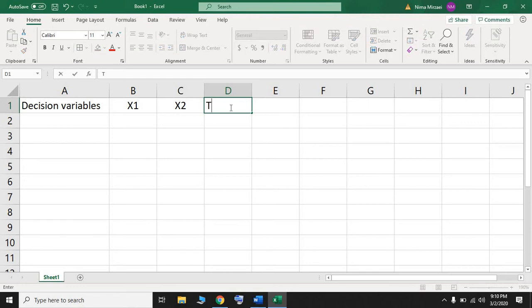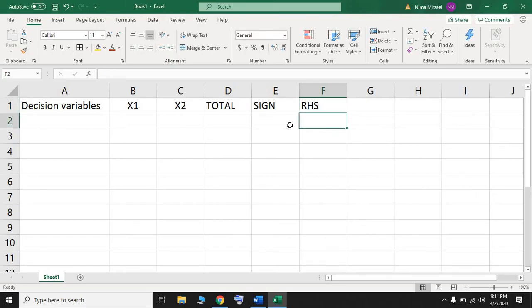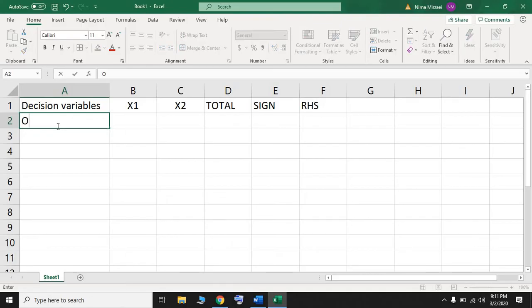After you enter all the decision variables, here we have two, you have to define a value for total, sign, and the right hand side. The information related to the sign and the right hand side is related to the constraints. Then after entering this information, we have to enter some information about the objective function.